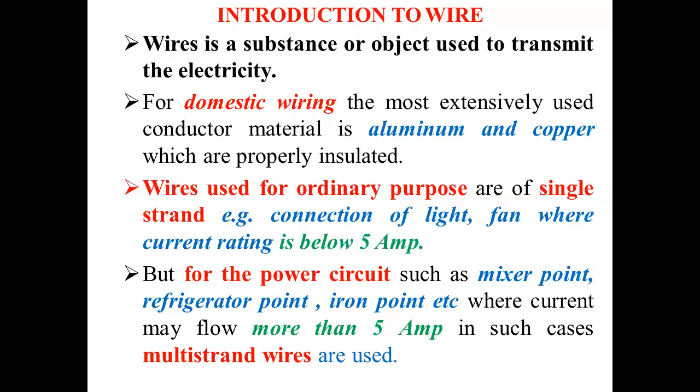Next is the introduction to wire. Wire is a substance or object used to transmit electricity. For domestic wiring, the most extensively used conductor materials are aluminum and copper, which are properly insulated. The wires used for ordinary purposes are single strand, below 5 ampere, and for power circuits, which is more than 5 ampere, up to 15 ampere, we can use the wire or cable.